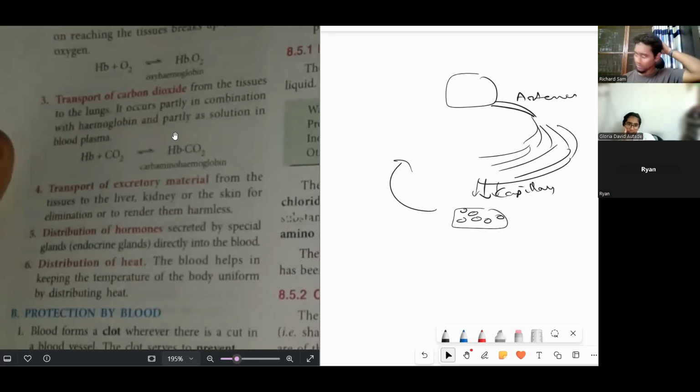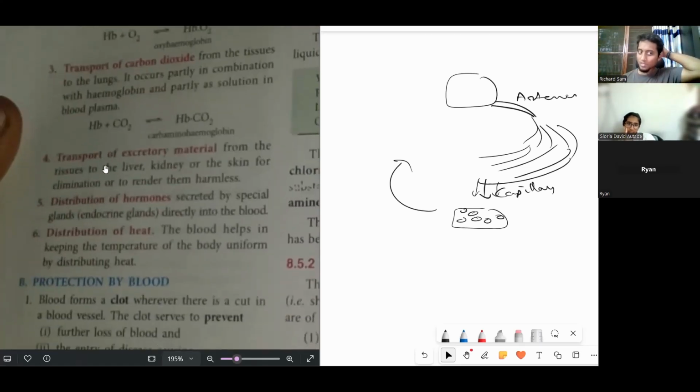natural process, diffusion, osmosis. Then transport of excretory materials, that is from the kidney, liver, they excrete all the waste and they throw it outside of the body. So that's all in the blood. All the waste is in the blood. As the blood passes through the kidney, what does the kidney do with that waste? Filters it out. Throws the waste.